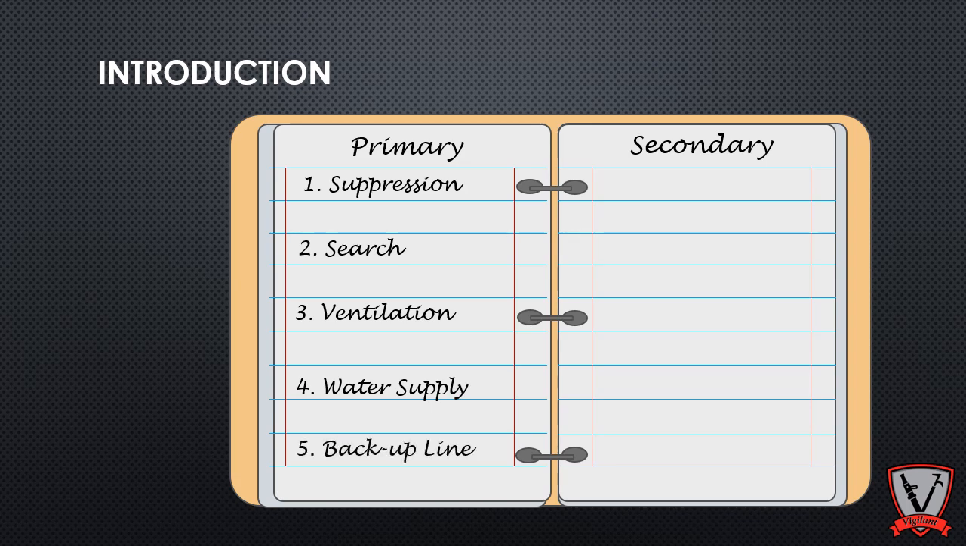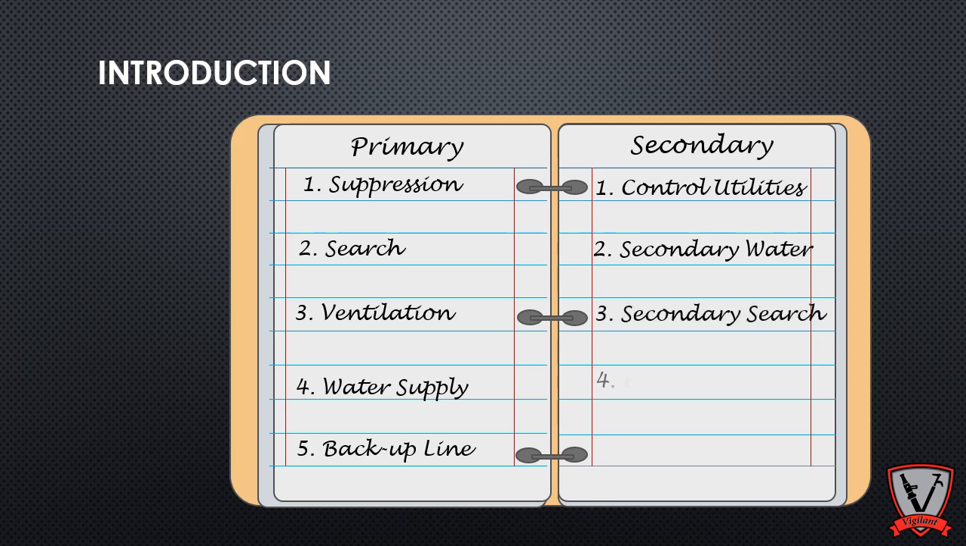Now our secondary tactics that we select are controlling those utilities, obtaining secondary water, performing a secondary search, making sure that we do an extensive extension recon, and performing salvage and overhaul.